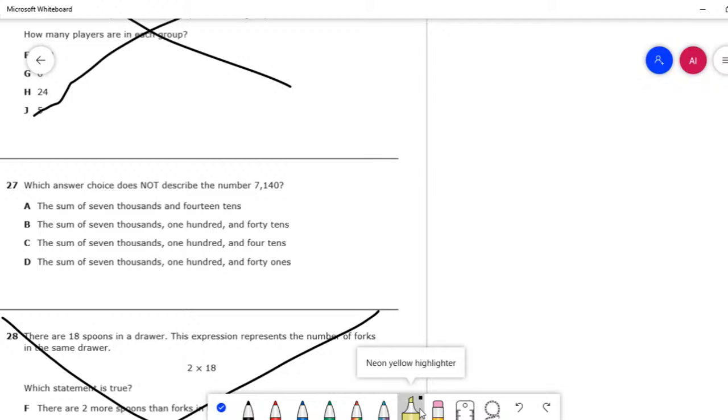So looking at the keywords in this question, it's very important to remember that it's talking about which one does not. This is an easy way for the STAAR test to mess somebody up, so we need to make sure we are looking for what does not describe the number 7,140. That number is a very important part of this problem.